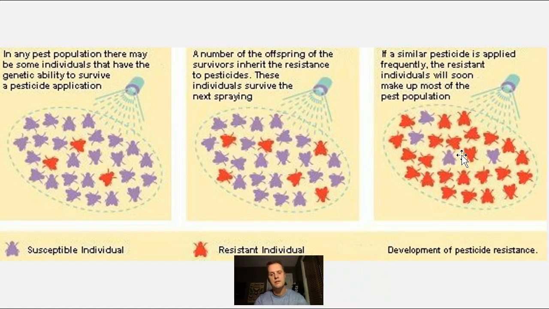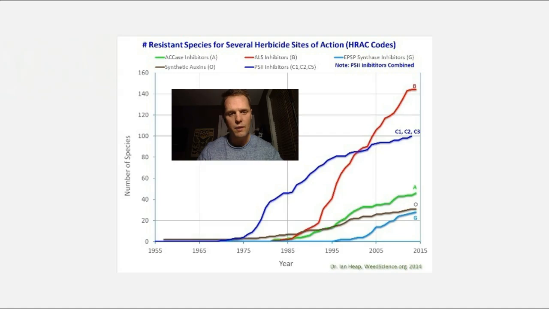This is known as a selective pressure, and it's an evolutionary mechanism that caused the species to evolve to become resistant to it. Really, it's called the survival of the fittest. The fittest are the ones that are immune to the selective pressure, which happens to be the pesticides, and that's why they survive. Right beside me, you're looking at a graph from weedscience.org.